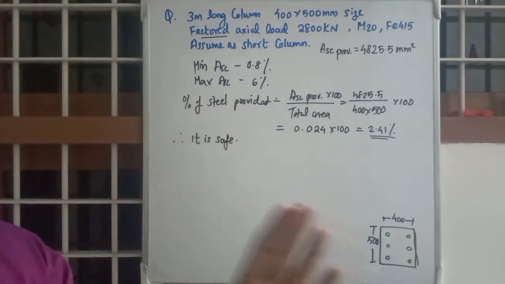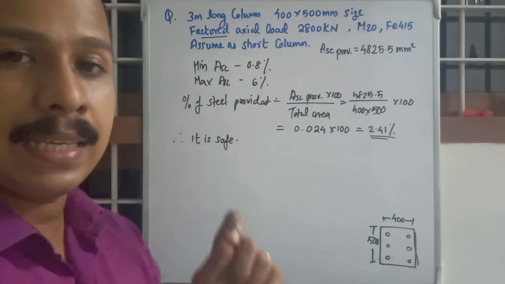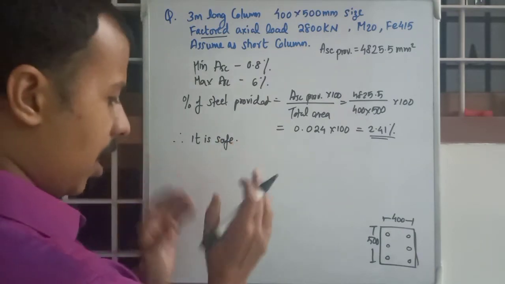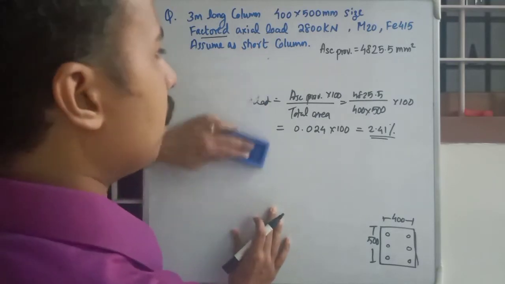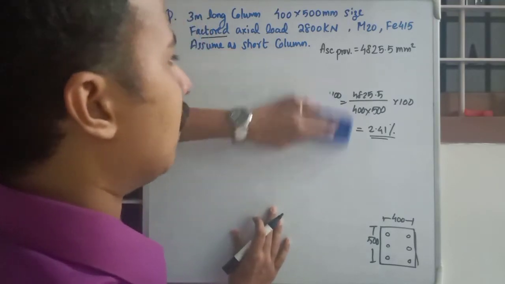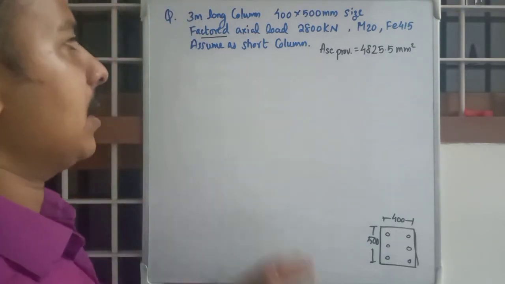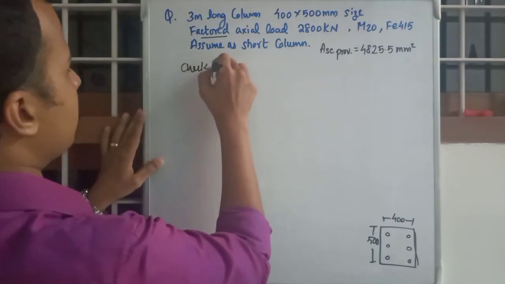Okay, we are just passing through. Next one, check for short column. So we have started designing it assuming it as a short column, but after this much information that we have, we want to be sure that it is a short column. So, check for short column.